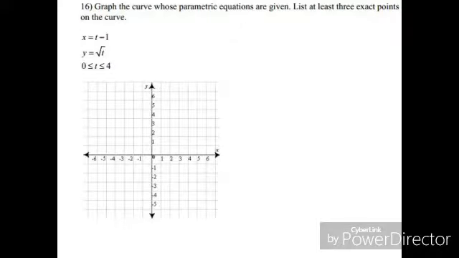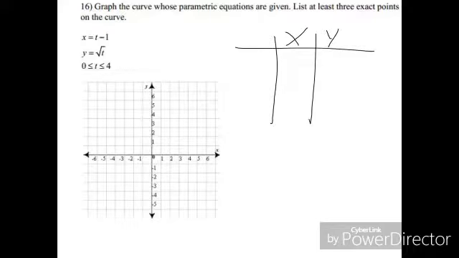All right, parametric equations. List at least 3 exact points on the curve. When we are trying to graph parametric equations, it is nice to get an x, y set of points, but we have to use t to get there. We have the values for t, 0 to 4. So let's be fair and go 0, 1, 2, 3, 4. That'll give us 5 points. We only needed 3, so that's plenty. Let's see what we get.